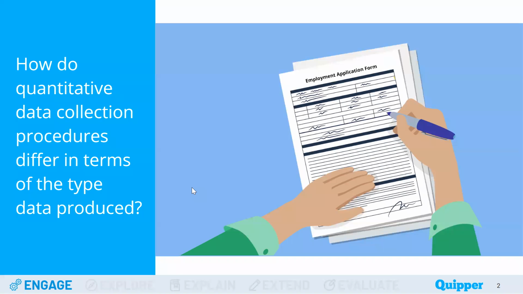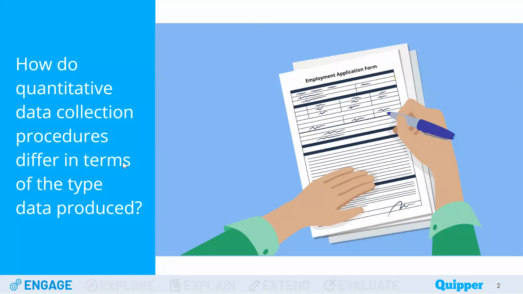So, first question, how do quantitative data collection procedures differ in terms of the type of data produced? Ay, hindi pa rin ba, sa iba hindi pa rin marinig yung boses ko? Mahina pa din ba yung mic? Okay, dinig naman. Siguro palakasan na lang ng volume, if hindi pa rin dinig. Okay, hello? Dinig na ba? Ayan, sige, okay na. Lumapit na lang ako sa laptop.